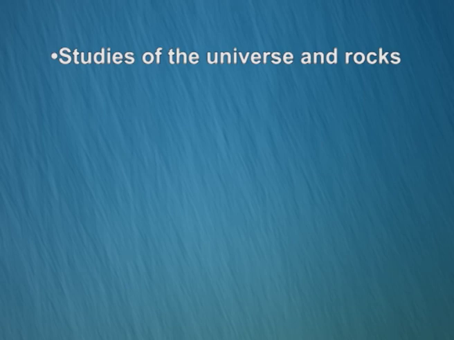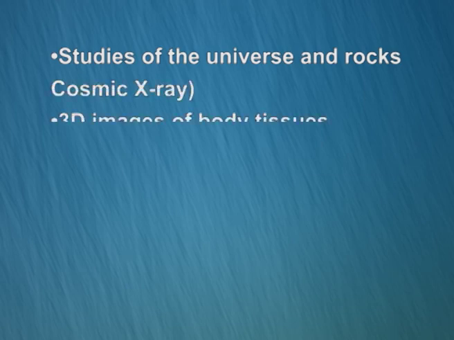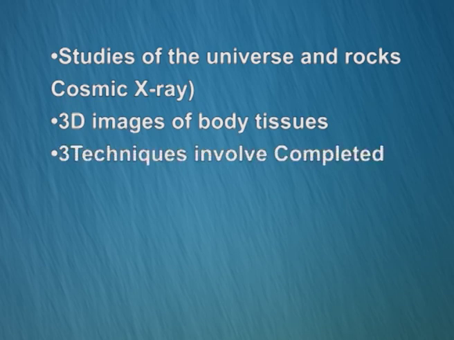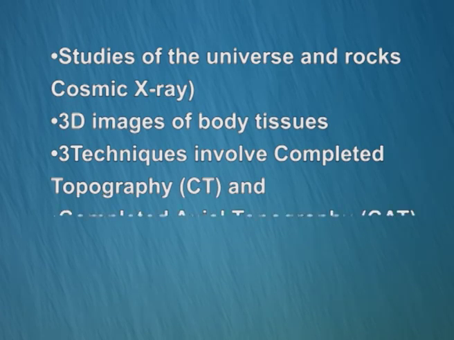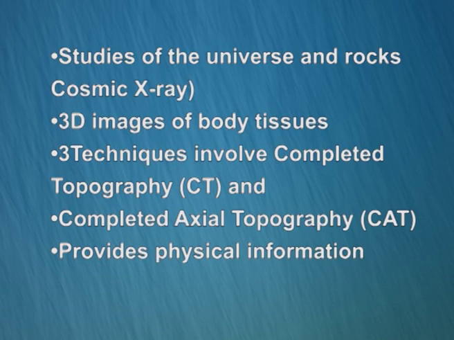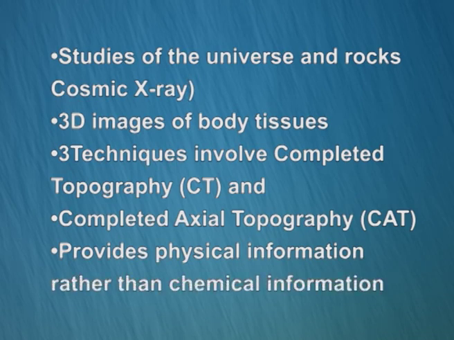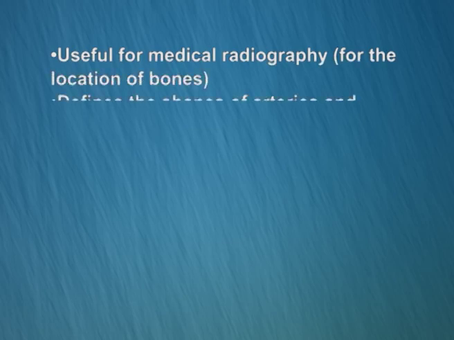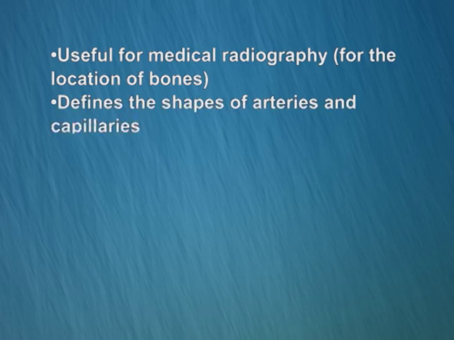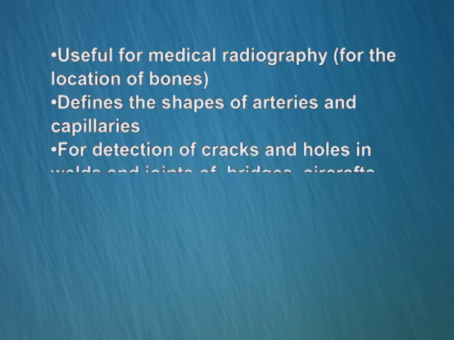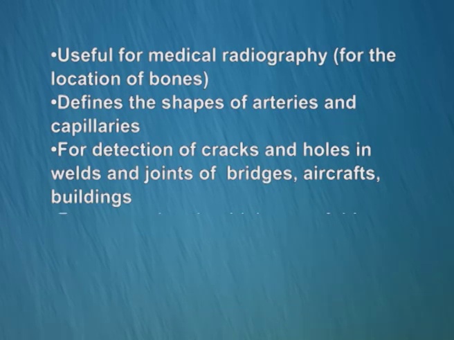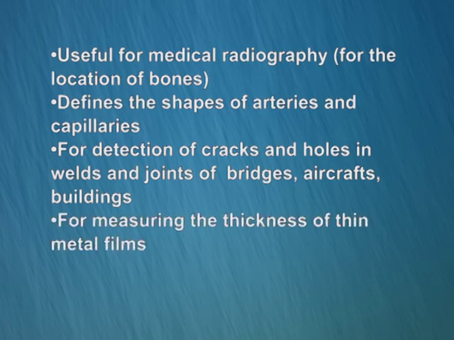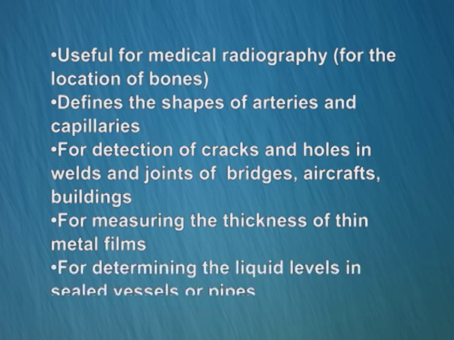Studies of the universe and rocks, cosmic X-rays, 3D images of the body tissues. These techniques involve computed tomography (CT) and computed axial tomography (CAT), which provide physical information rather than chemical information. X-ray absorption is useful for medical radiography for the location of the bones. It defines the shapes of the arteries and capillaries. It is used for the detection of cracks and holes in the belts and joints of bridges, aircraft, and buildings. It is used for measuring the thickness of thin metal films, and for determining liquid levels in sealed vessels or pipes.